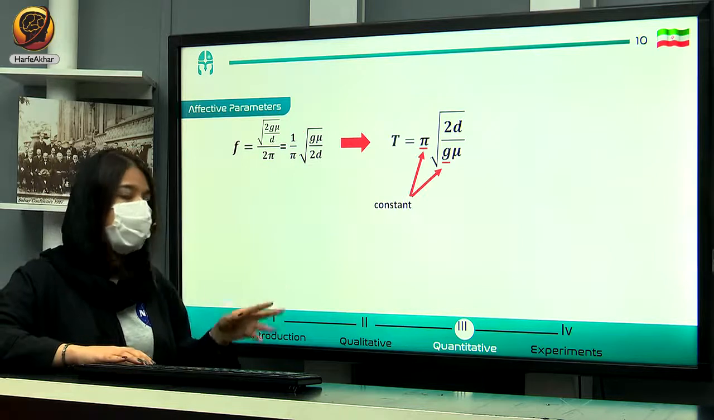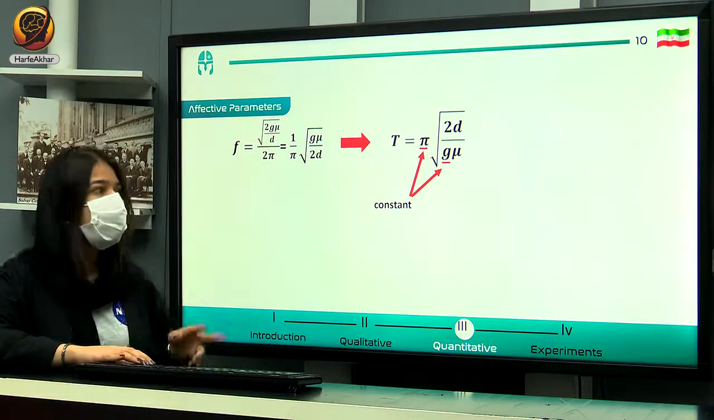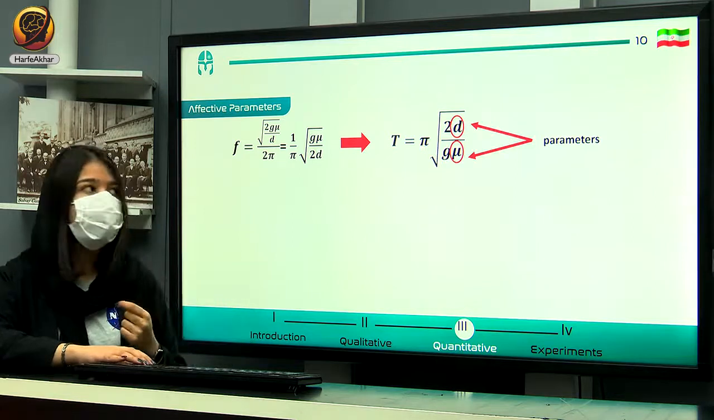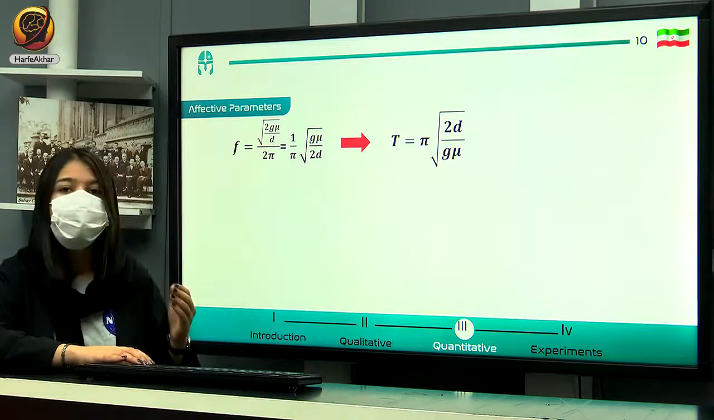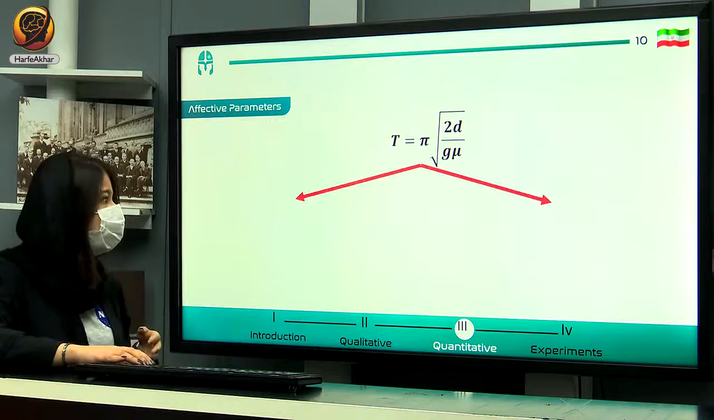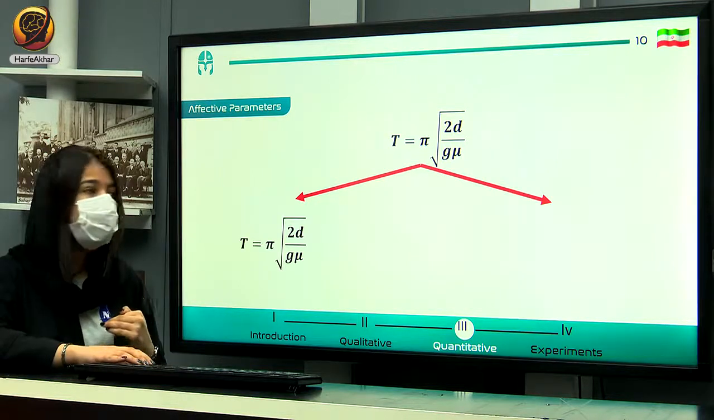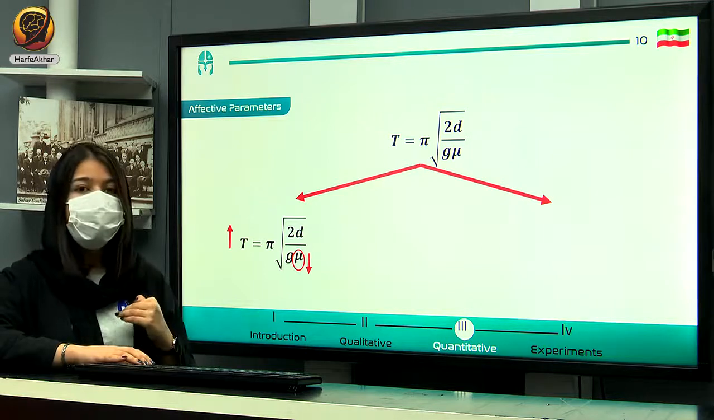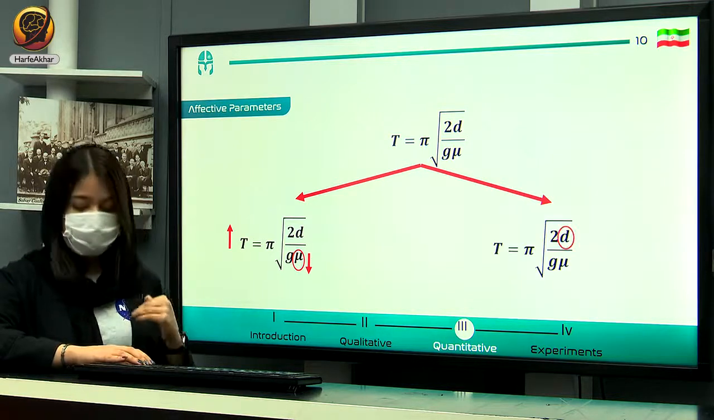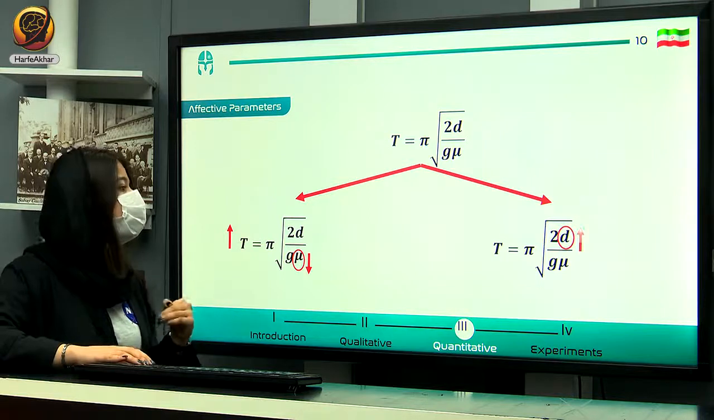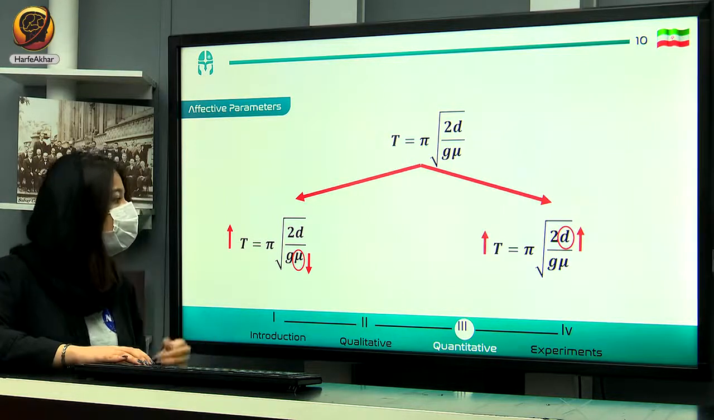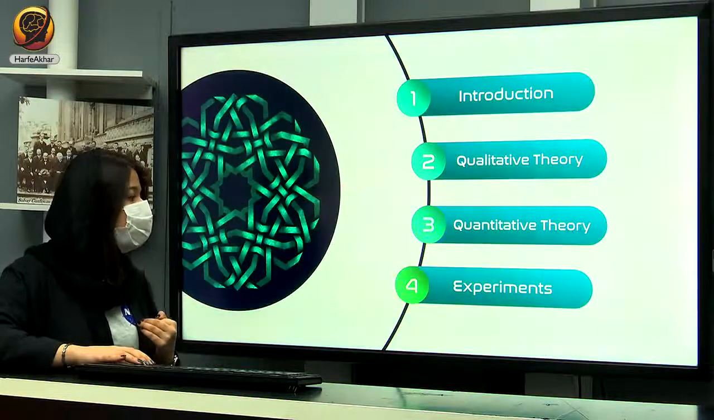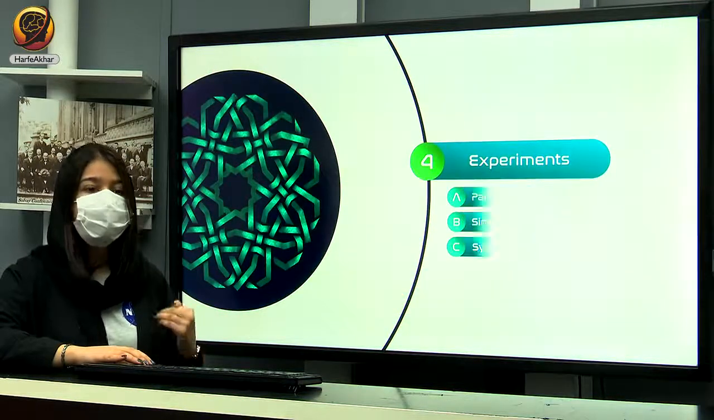As you know, these two coefficients are constant, so we can guess these two are our parameters. So our first parameter is mu, which is equal to the friction coefficient between the rod and the cylinder. As much as it decreases, it makes the period of oscillation increase. And our second parameter is d, which is equal to the distance between two cylinders. As much as it increases, it makes the period of oscillation increase as well. So now that we have guessed our effective parameters, we can enter the experiment part.